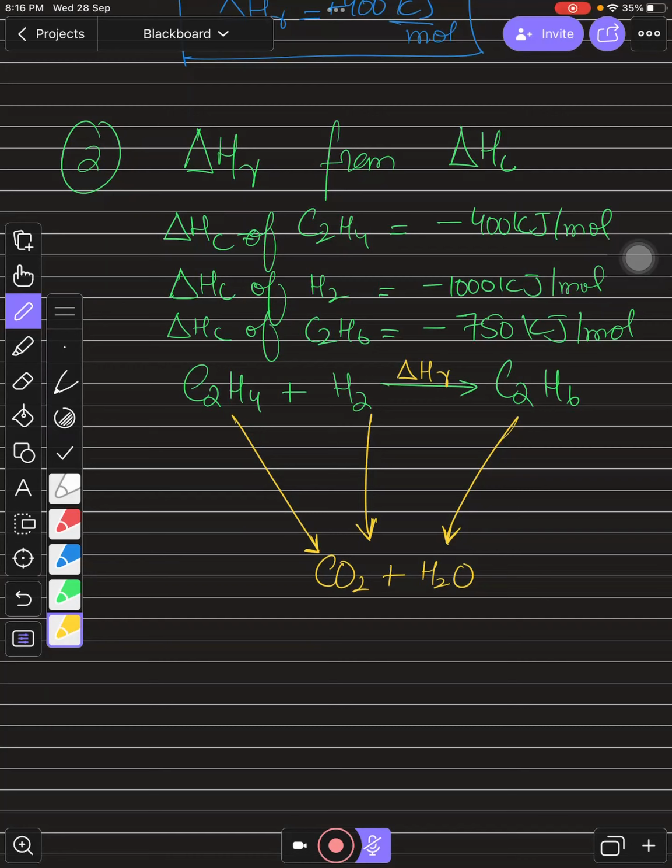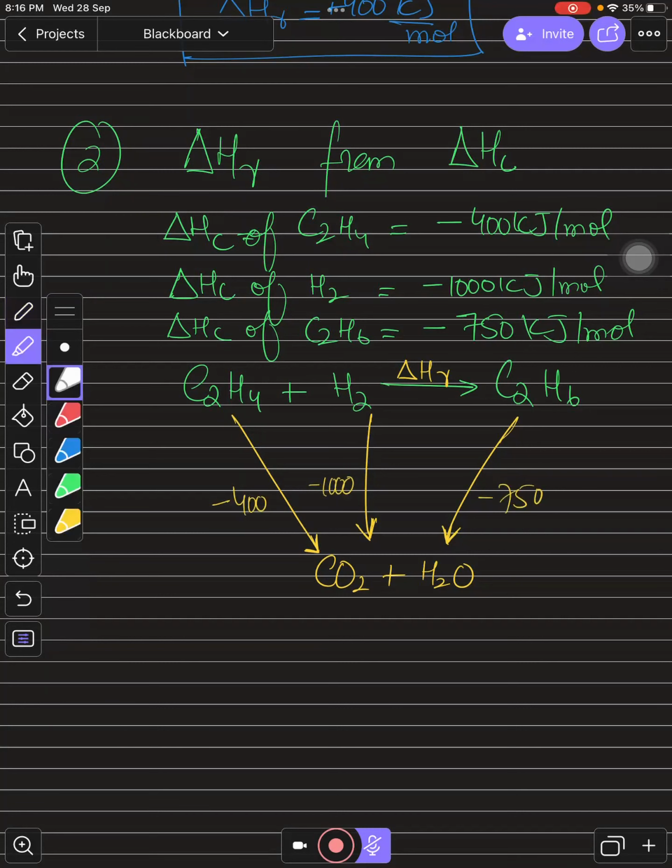Now you can see this C2H4 when burned will produce 400 kilojoules of energy. It will produce 1000. It will produce 750. Now just look at the arrows again. If you focus on the arrows, you can see this one is going in the same direction, so these two are going to be added. And these two arrows are completely opposite in direction, so they will be on the other side.